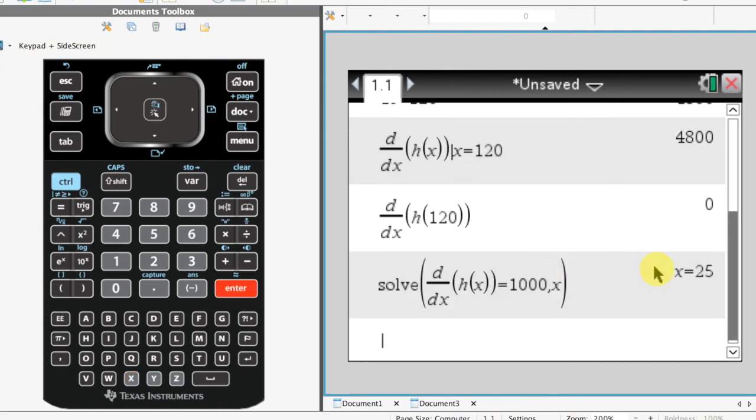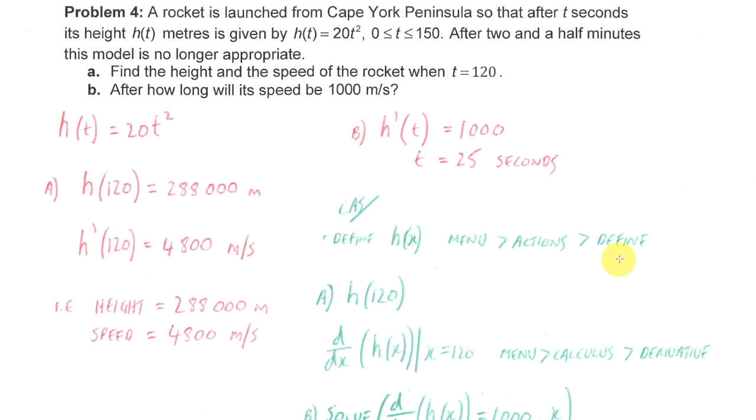And you can see we get x equaling 25, meaning 25 seconds. And that's all I need to work out here. Just state that there. h of t, which is the derivative, make it equal to 1,000, and if that's the case, t will equal 25 seconds. Please notice I'm using my CAS calculator, and all I need to do is show the stuff in red.